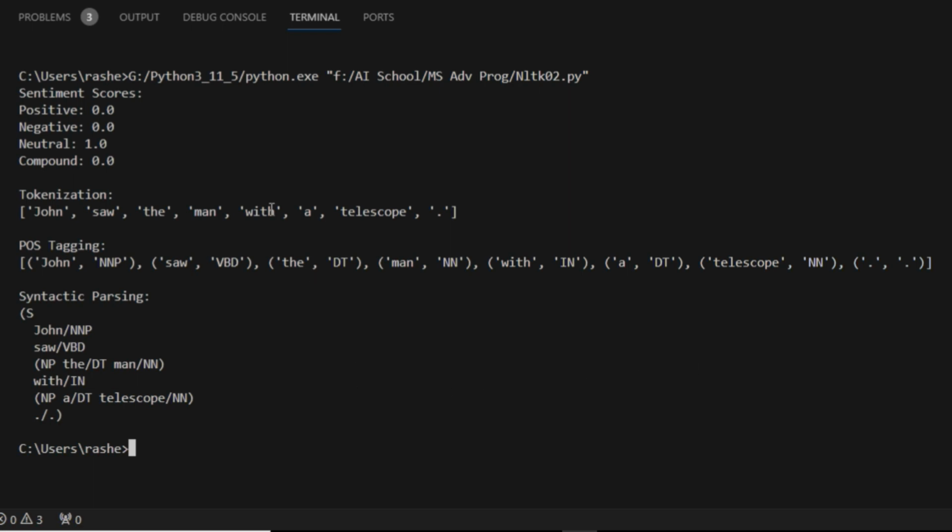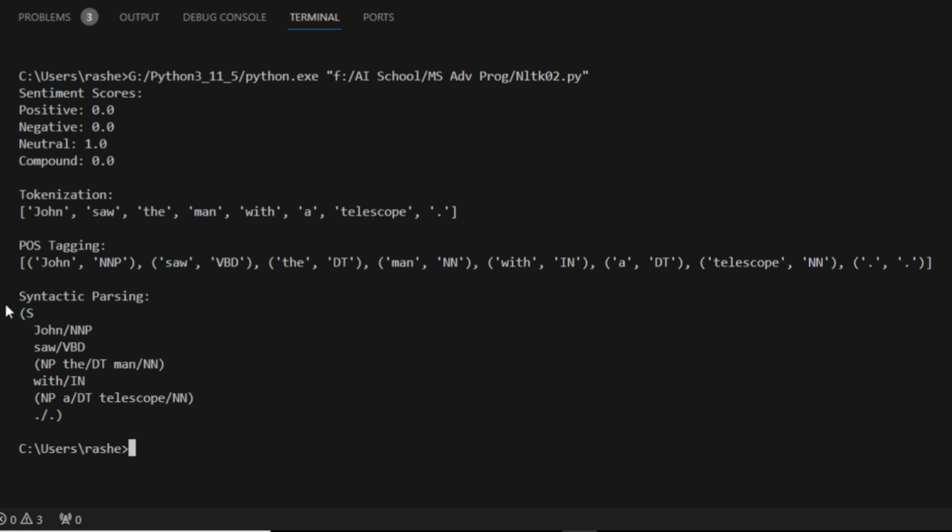For the part of speech tagging, we look at the words that were tokenized above, and there's an extra layer of analysis that's done. So John is NNP, a proper noun singular. Each word is assigned a different tag as part of its speech. So saw is the verb past tense. The is the determiner. Man is noun singular or mass. With is a preposition or subordinating conjunction. A is a determiner. Telescope is a noun singular or mass. And the period is just a period.